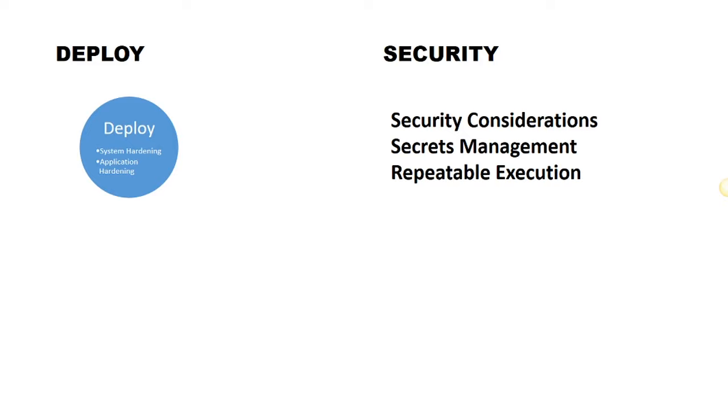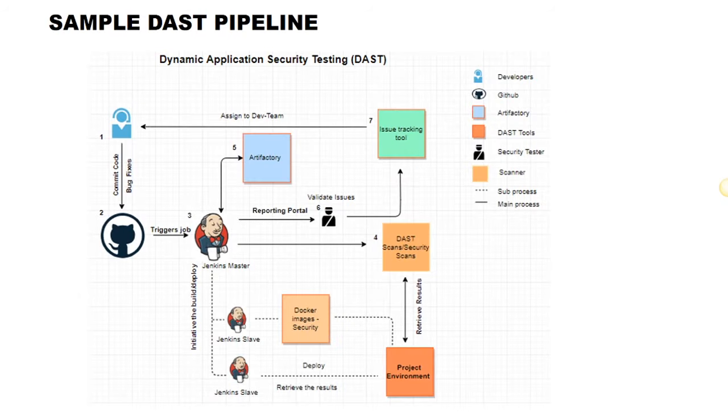And repeatable execution. Ideally, this word repeatable execution is applicable to all phases, but I just want to touch base on this. Any process you want to do in all these phases has to be repeatable and executable. Okay, this is a sample DevSecOps pipeline.